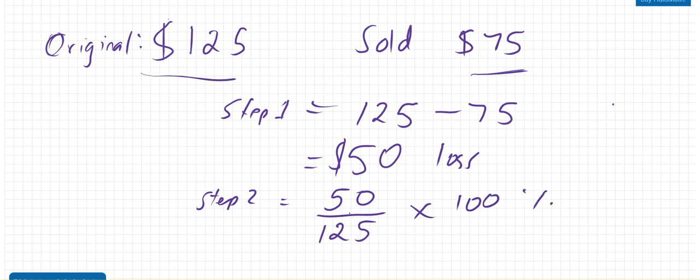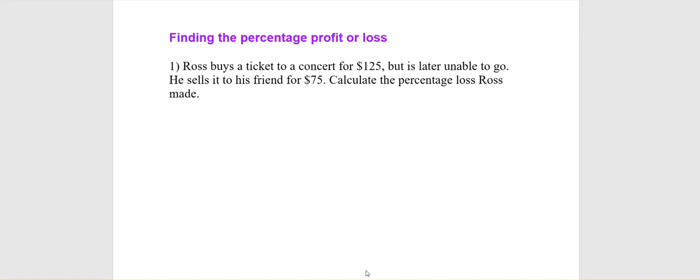Okay? So the answer will be, now you can put that into your calculator or simplify it. I ended up with 40%. And that's our answer. So the question asks us to calculate the percentage loss he made. So he made a 40% loss from his original value.